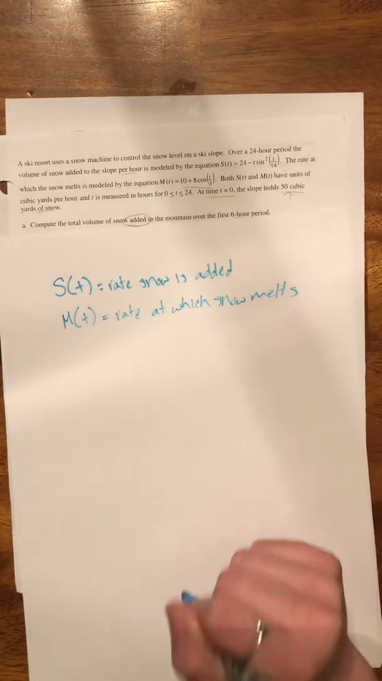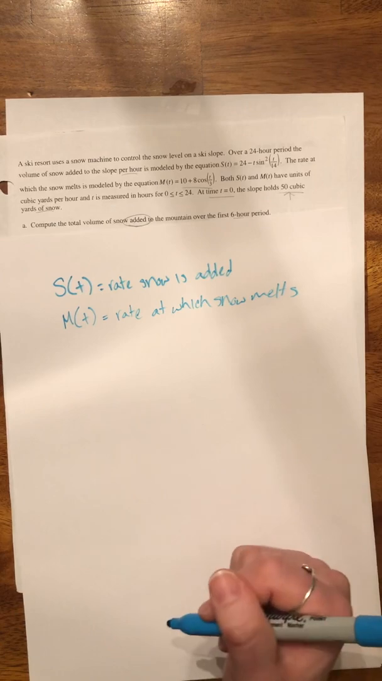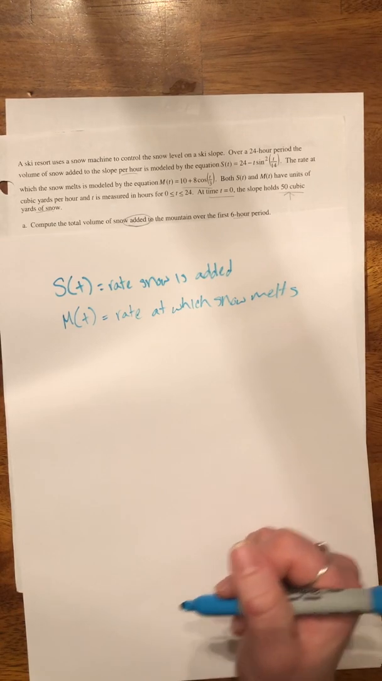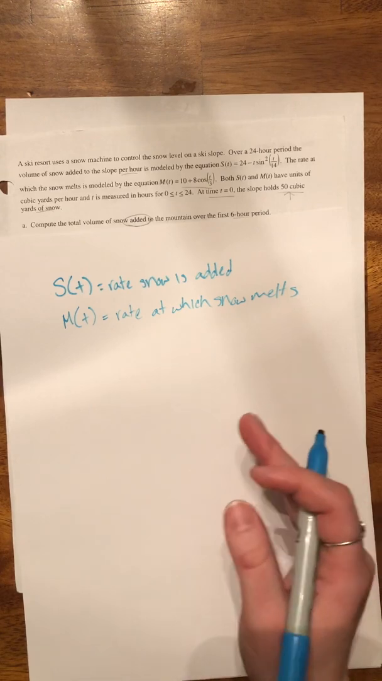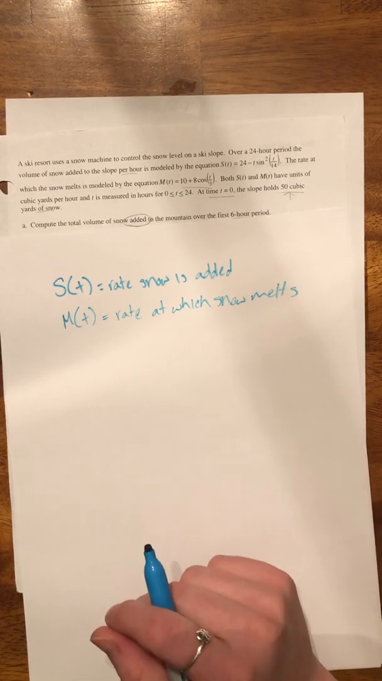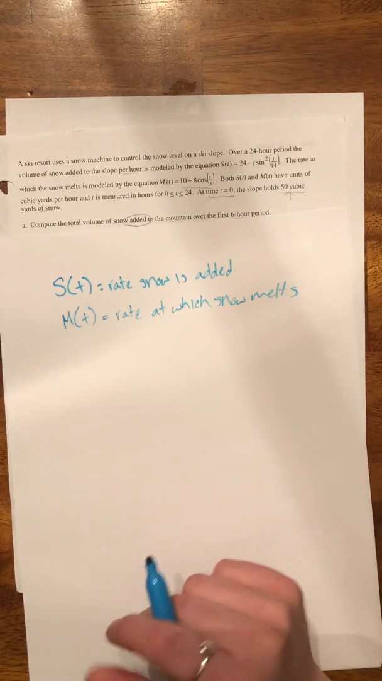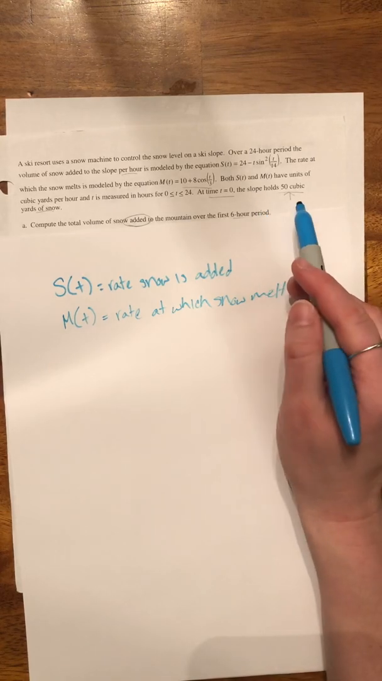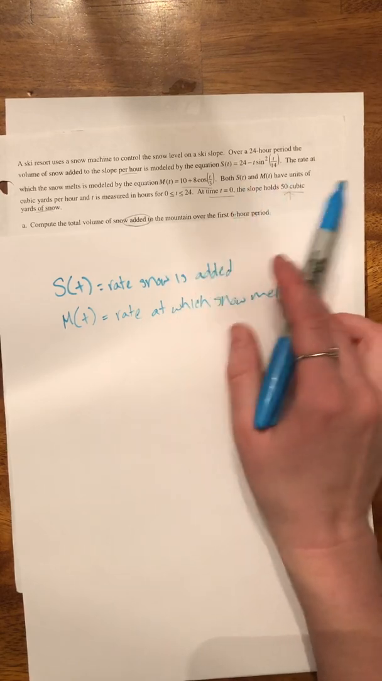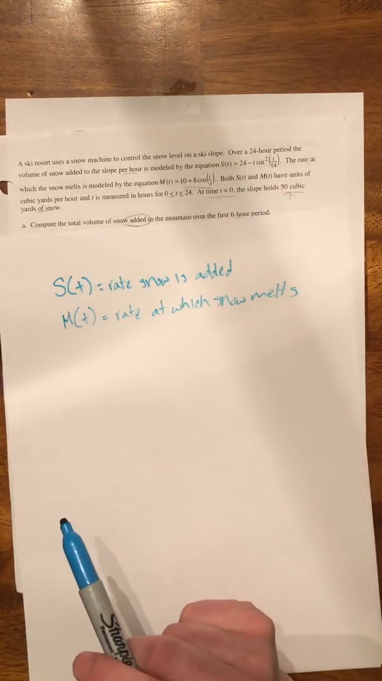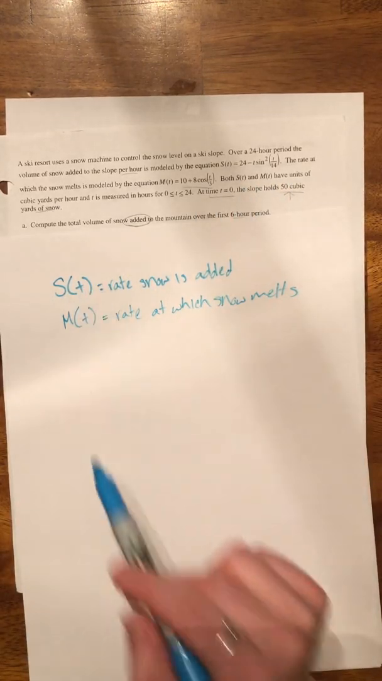Both of these are derivatives right now, even though they're not written as s prime or m prime. This is the rate snow is added, s of t, and m of t is the rate at which it melts. We also see at time t equals 0, the slope holds 50 cubic yards of snow, and it tells you about the units, cubic yards per hour, for both of these rates.